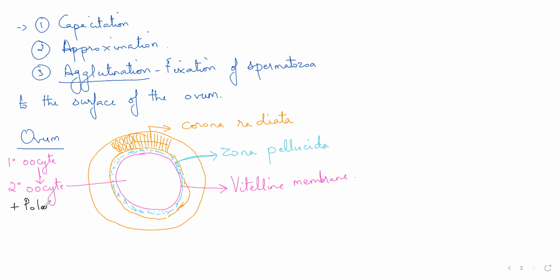Polar body. Where is this polar body? The polar body is situated here. This is the first polar body. Right? Okay. Now this is the secondary oocyte and this is the first polar body.